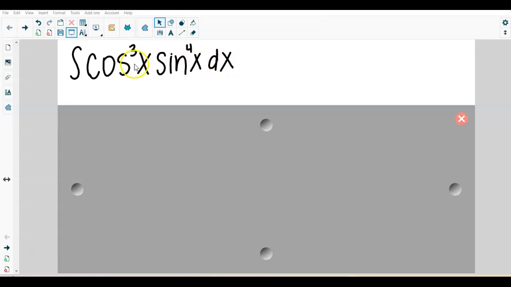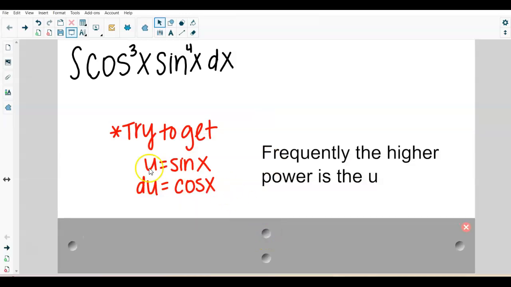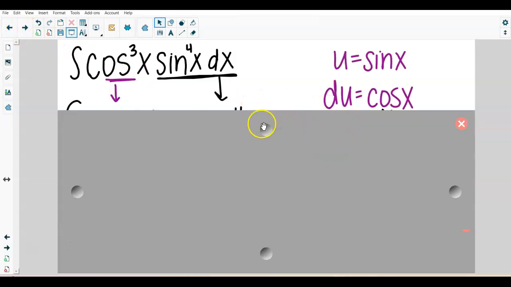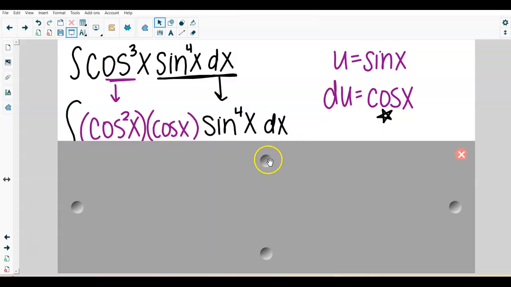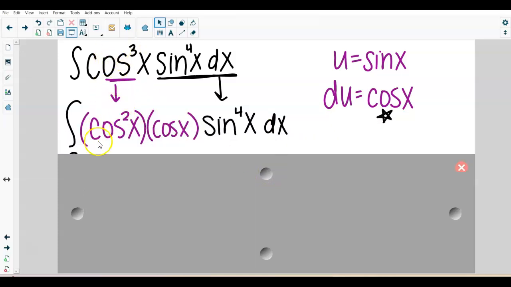Okay. So if we have cosine cubed sine to the fourth, we want a u substitution. So we want to try to get a u and du situation. We frequently use the higher power as the u, and so we're going to make sine our u, which means its du is cosine. So somehow we want just cosine here, we don't want cosine cubed. So if we just want cosine, let's go ahead and take out one of the cosines. That will make this cosine squared times cosine.